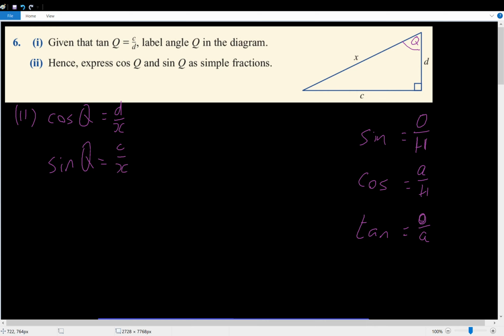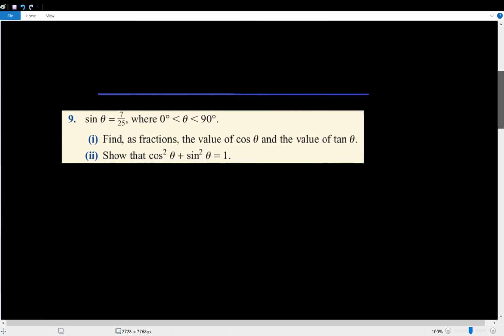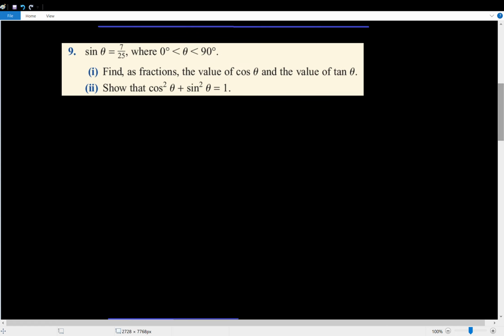So that is question 6 done. Let's take a look at question 9. Okay, in question 9, we're told that the sine of theta is 7 over 25, where theta is between 0 and 90 degrees. We've got to first find as fractions the value of cos theta and the value of tan theta, and then we have to show that cos squared theta plus sine squared theta is equal to 1.